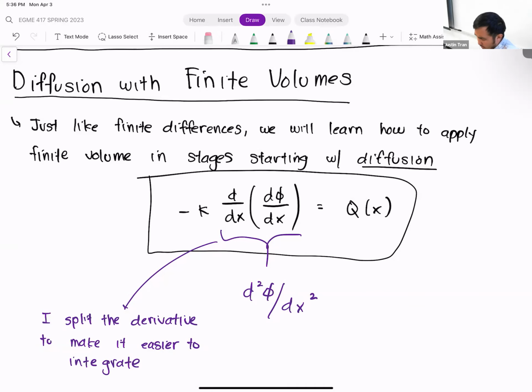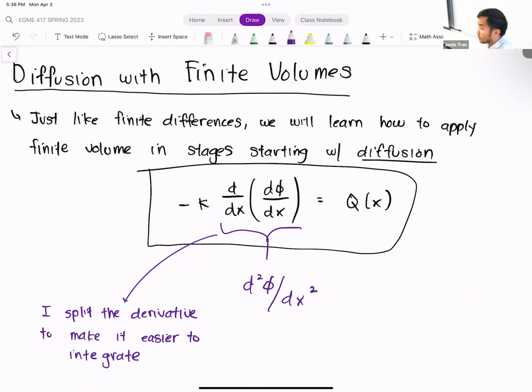So that's the main big difference: we're going to be dealing with finite volumes. Everything with finite volumes is integration. And we use that integration, ironically, to come up with an algebraic expression.